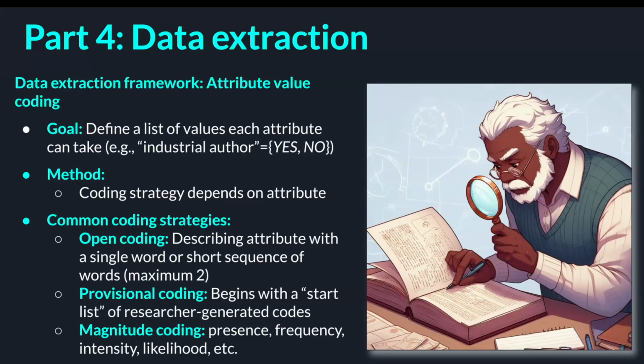And magnitude coding instead is basically attaching a value from 1 to 5. How big was the data set they used for the machine learning algorithm? And this is magnitude coding, right? So it's used to define things like presence, frequency, intensity, size, likelihood, etc. Think of Likert scale, basically. Anything which has discrete values is magnitude coding.